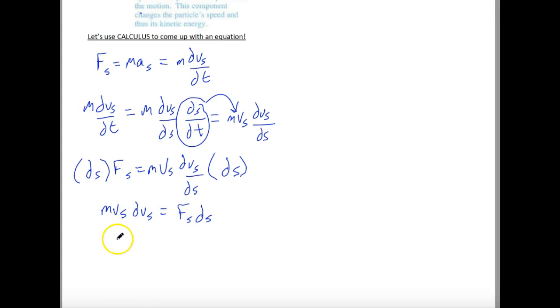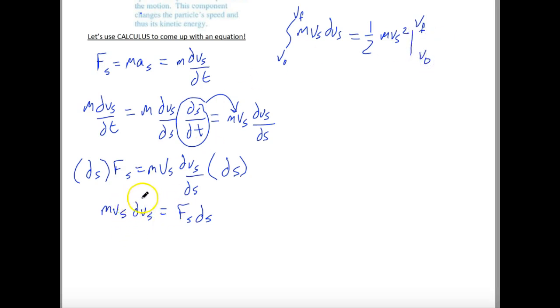We need to go through and do our integration now. So let's do that up here. So we're just going to move on up here. And we've got m v_s dv_s. And we're going to integrate. And remember, on this side, we're going to go from our original velocity to our final velocity, because that's what we're integrating, is the v_s. And that's equal to 1/2 of m v_s squared. And we're doing that going from that final velocity to our original velocity.